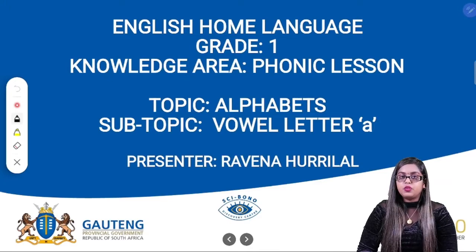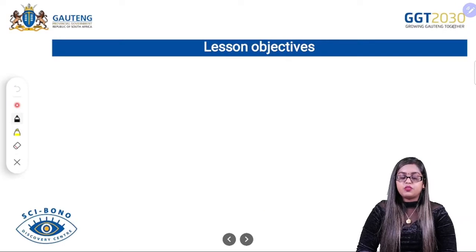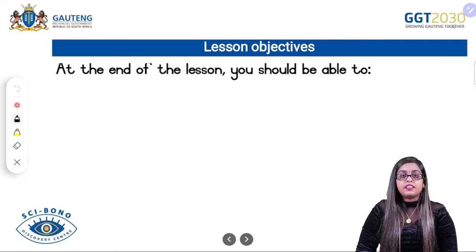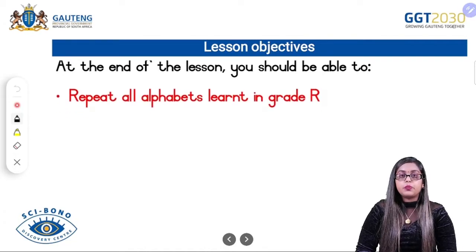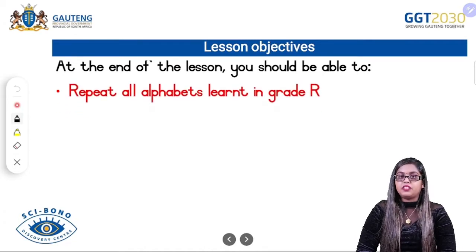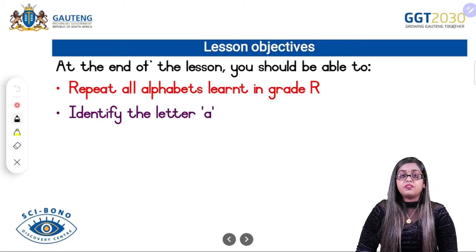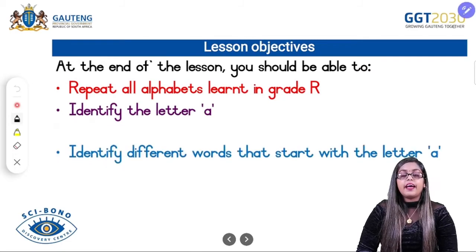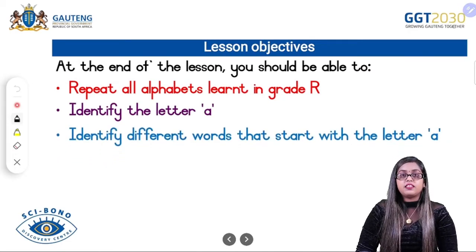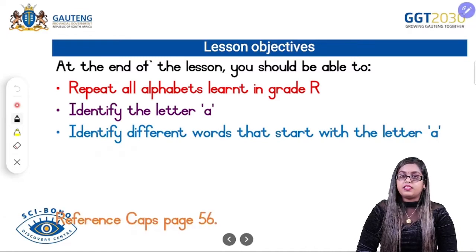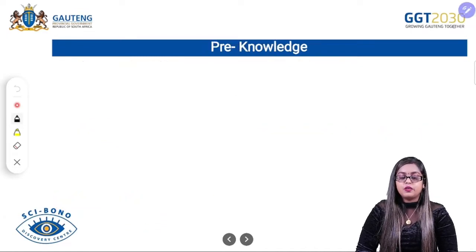So, let's move on and look at our lesson objectives for today. By the end of today's lesson, you should be able to repeat all the alphabets that you have learnt in grade R, identify the letter A, and identify different words that start with the letter A. The CAPS reference page for this lesson is on page 56.